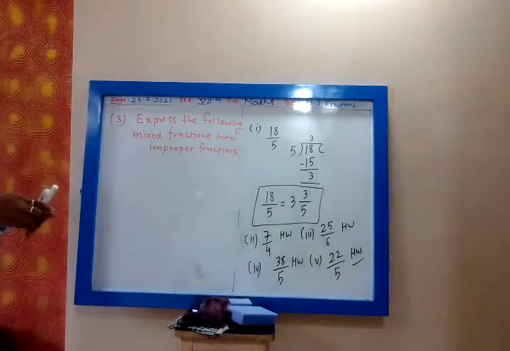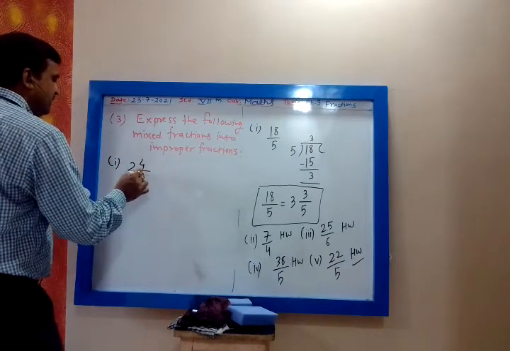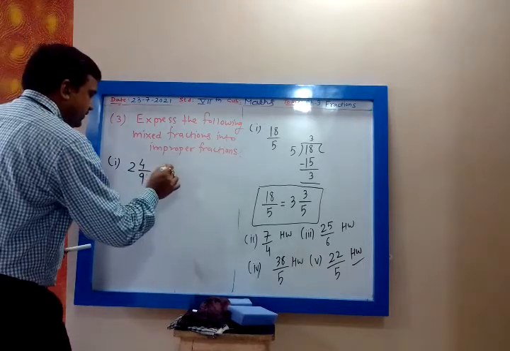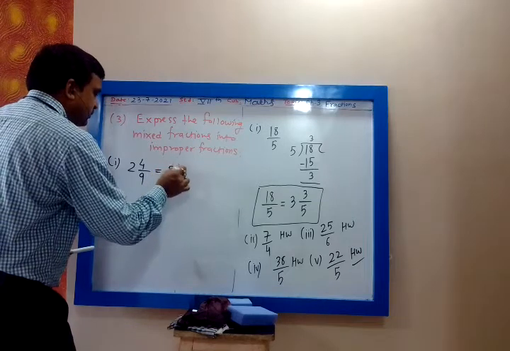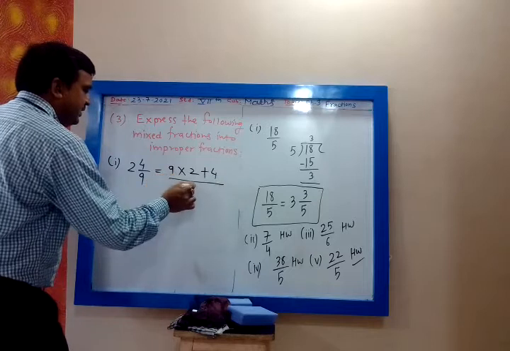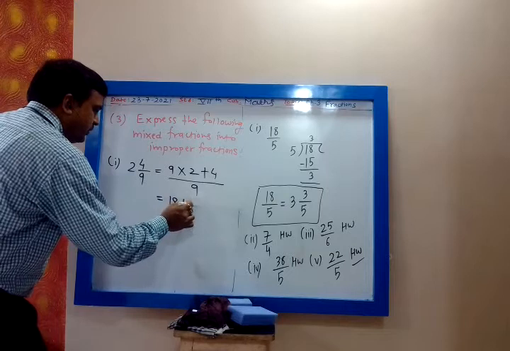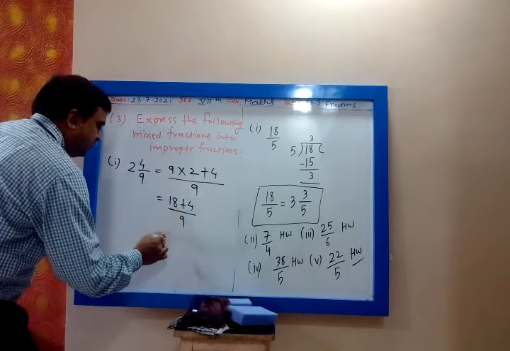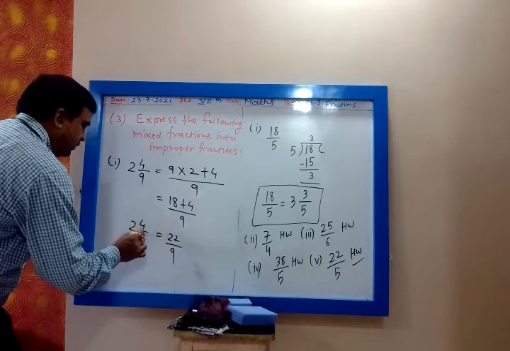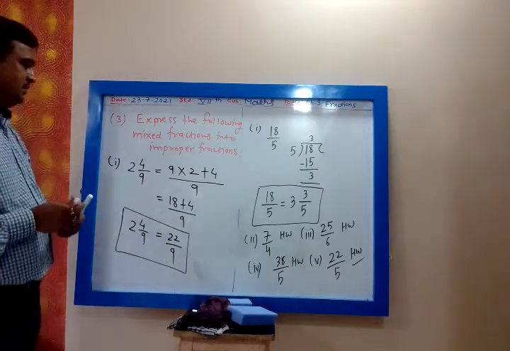Now first it is 2 is to 4 by 9. You have to multiply 9 to 2, that is 9 into 2, then you have to add 4, plus 4 divided by 9. So 9 2s are 18. 18 plus 4 upon 9, that is 22 by 9. So 2 is to 4 by 9 is 22 upon 9, an improper fraction.